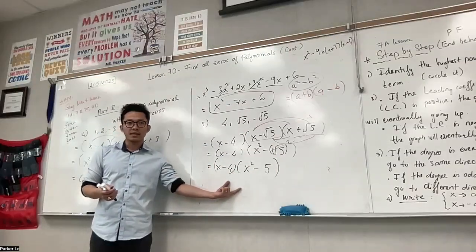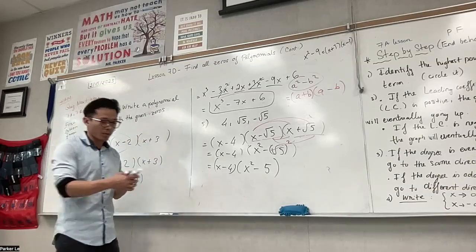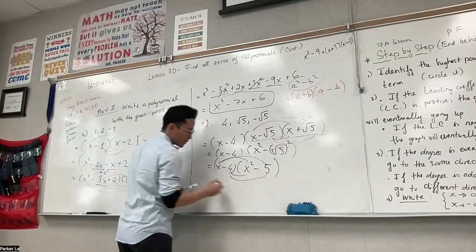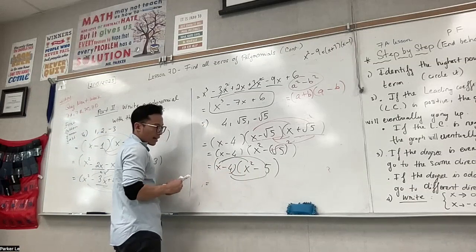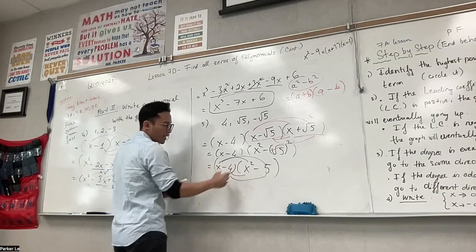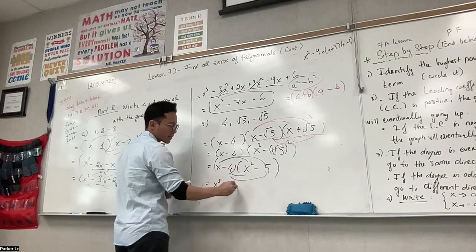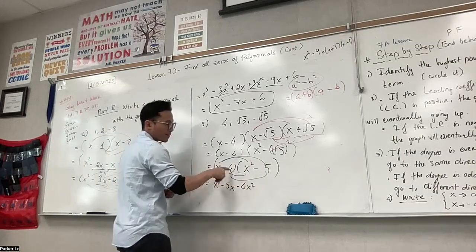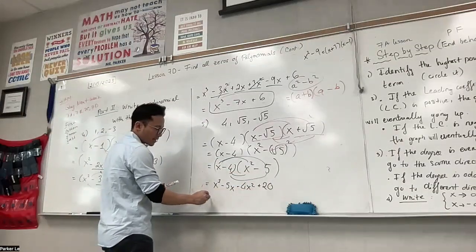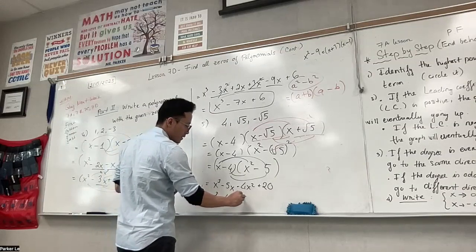This step, is that going to be the final answer? No, you need to write out the polynomial. You need to distribute this. What is x times x squared? X times negative 5, negative 5x. Negative 4 times x squared. Negative 4 times negative 5. Right. And just rewrite them in standard form, okay? To make it more professional and more organized.